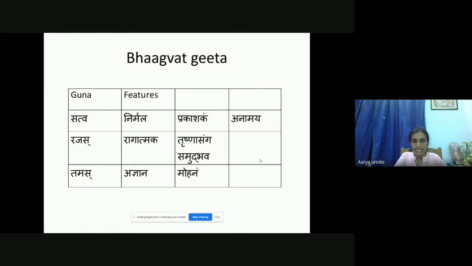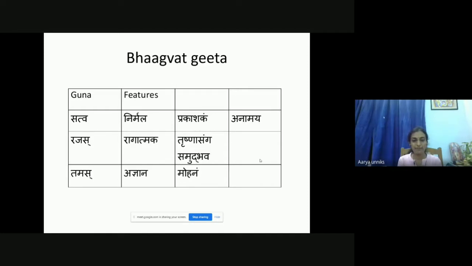What Bhagavad Gita says is that Sattvam is Nirmalam. Because it is Nirmalam, it does not have any malam, it is Prakashakam. It brings light, it illuminates, and it is Anamayam. And Rajas is Ragatmakam. See the word Ragam here. Ragam is excessive desire. It is full of desire. It is formed out of Trishna and Sangam. Trishna Sangha Samudbhavam. Trishna is desire again, and Sangam is attachment.